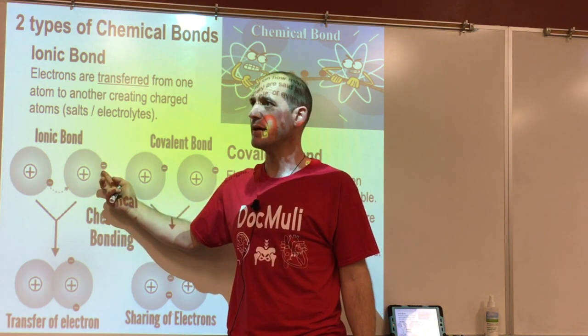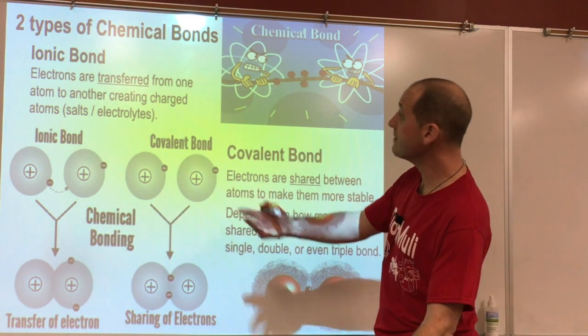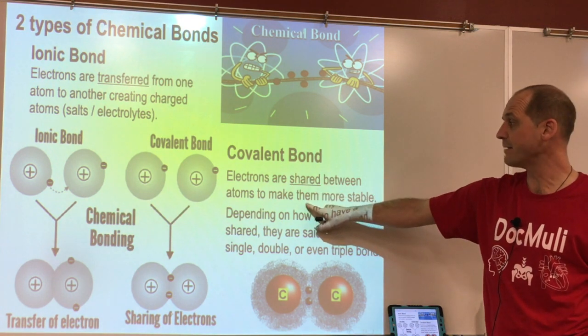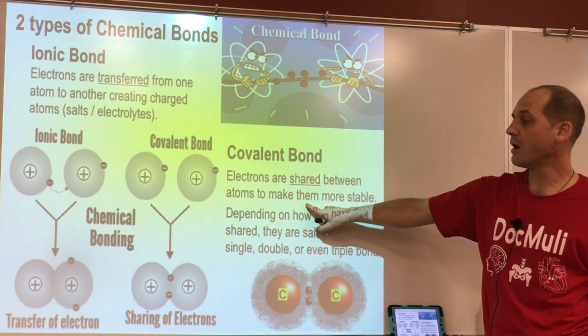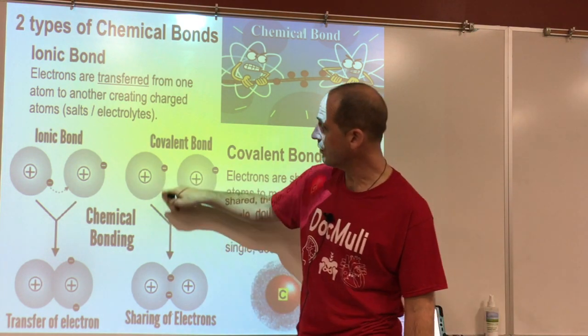It was like, steal me or give it to me. So that's one way we can deal with that. The other way we can deal with that is we can share electrons between the atoms and hold hands and make bonds that way. So that's the second one.